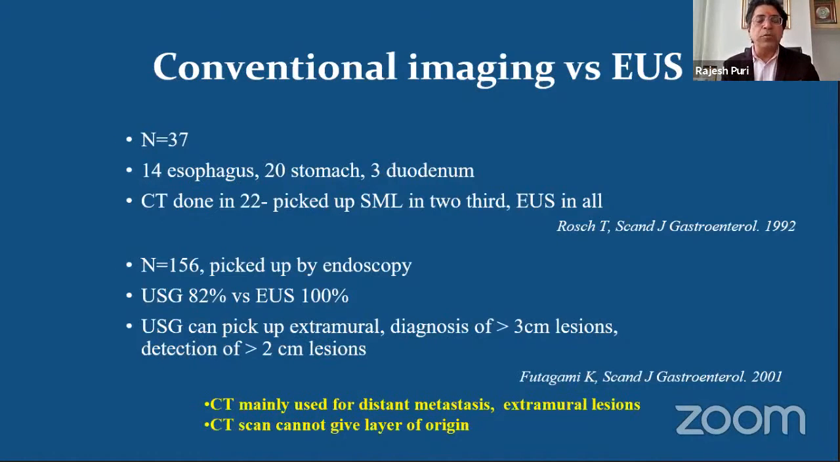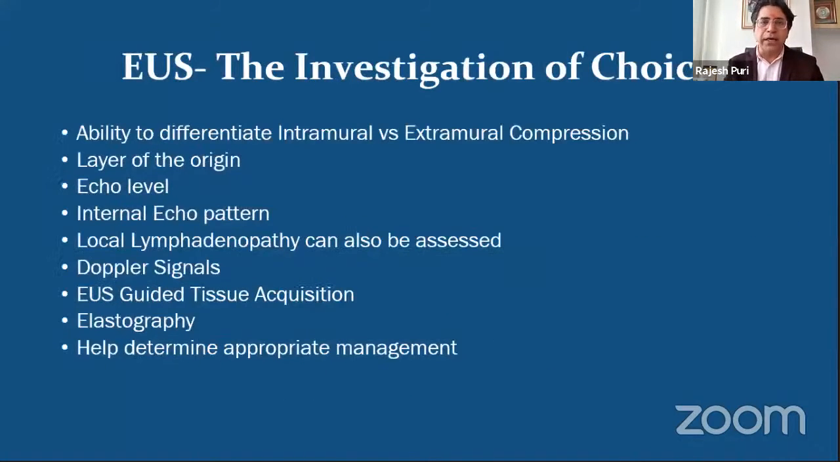With CT scan, you may be able to differentiate extramural versus intramural, but CT scan cannot give the layer of origin. So in 2021, for subepithelial lesions, I think the best test is endoscopic ultrasound, and if required, you can take an EUS guided biopsy. And why is EUS the investigation of choice? Because it has the ability to differentiate intramural from extramural lesions. The layer of origin gives an idea about the type of subepithelial lesion. Echo level and the internal echo pattern give a fair idea about the diagnosis.